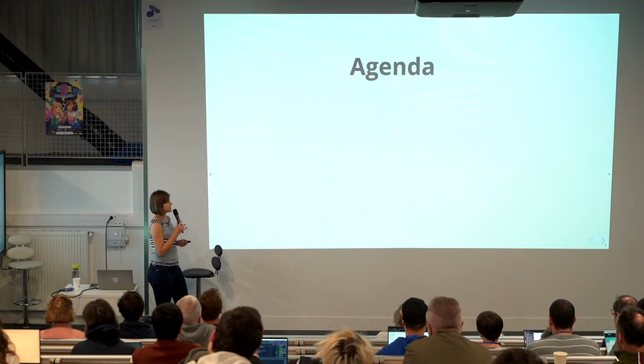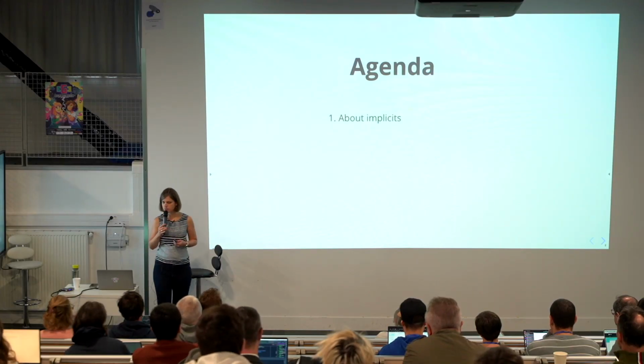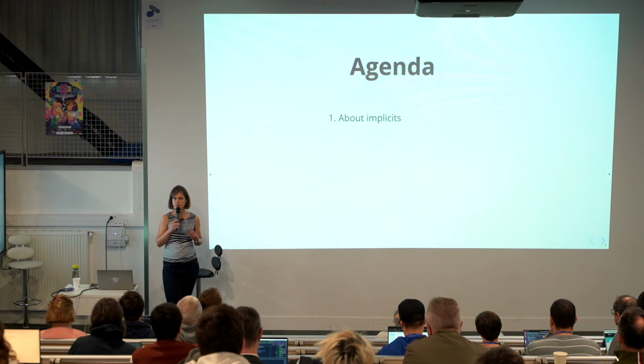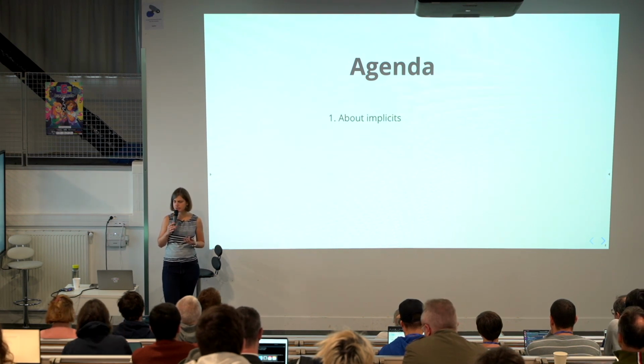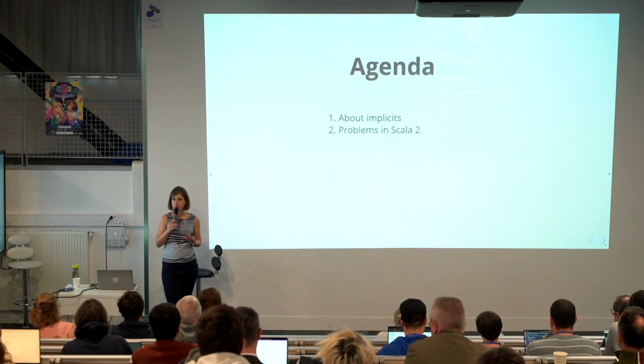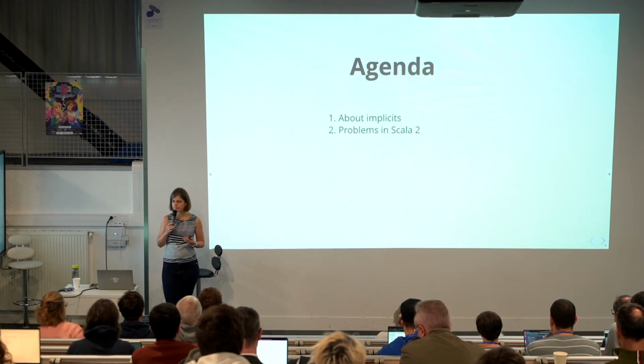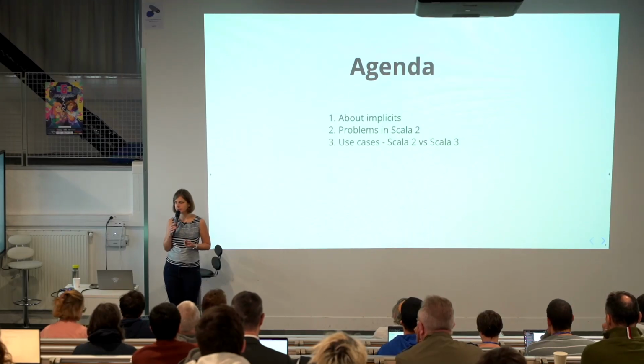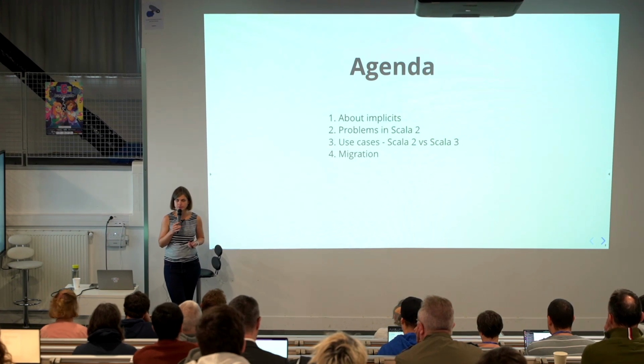So the plan for the next half an hour is I will tell you why implicits are important, why we need them in the first place, and what the problems in Scala 2 with implicits are. The main part of the presentation will be 7 use cases where I will show you the old code, the Scala 2 code, and Scala 3 code, so that you can see how to achieve the same thing using the newer version of the language. And then I will talk a little bit about migration.